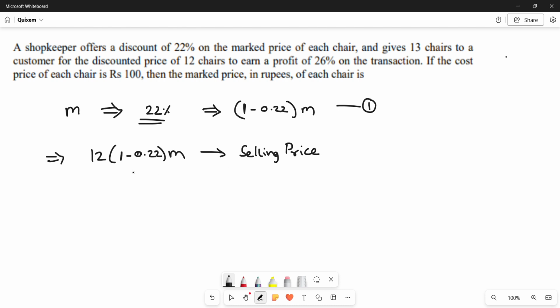Now in this transaction he had made a profit of 26%. So how do we define profit? Profit percentage is nothing but selling price divided by cost price, minus 1, into 100. So this is the profit percentage.